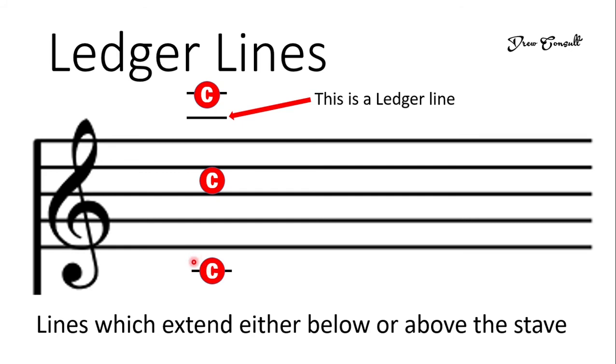The space here will be what? D. Yes, D. Then the line which follows from D, we go to E. From E, the space here will be F. Then from F, the line will be G. From G, we know in music that we don't have H, so we go back to A. So from G, the space here will be A. From A, the line will be what? B. Then from B, we go to C.